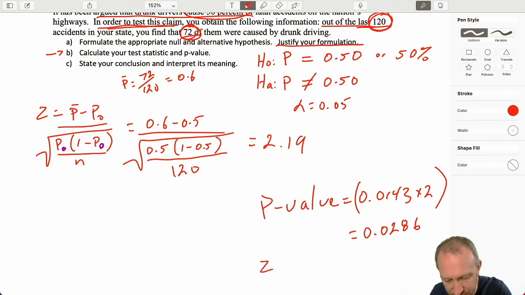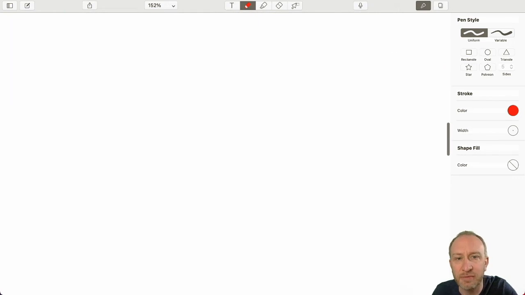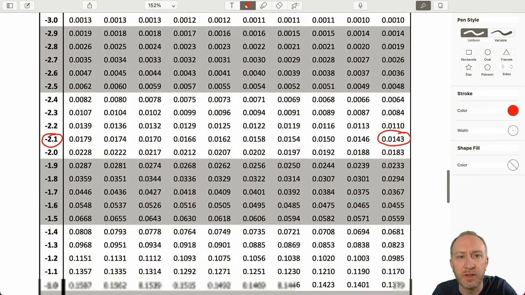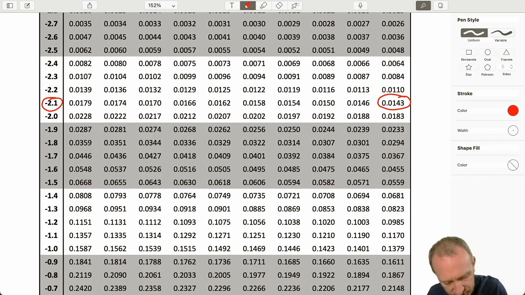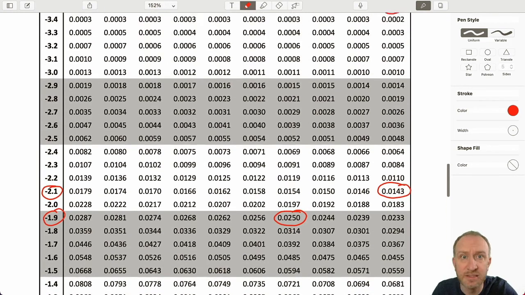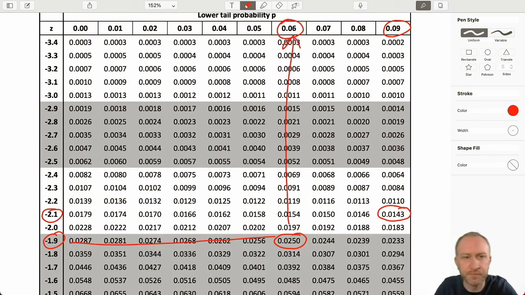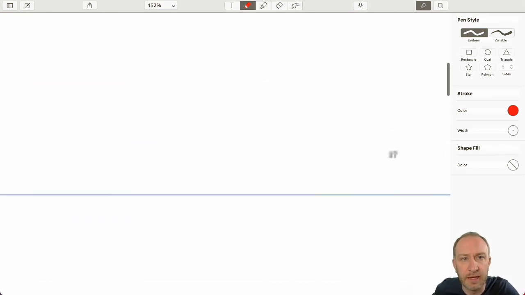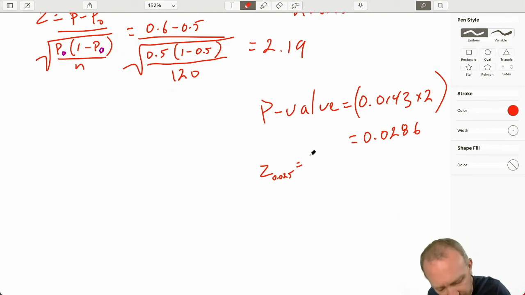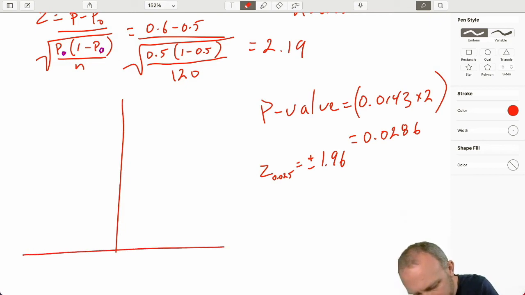If I was doing a critical value approach, alpha's 0.05, so this would be my Z 0.025. We can look that up, although this is a fairly common one. 0.025 is right, oh, I just lost it, right here. So that's a two-tail test, so it's going to be plus or minus 1.96, right? That's where those two come together. And so again, that gives us our value here, plus or minus 1.96.